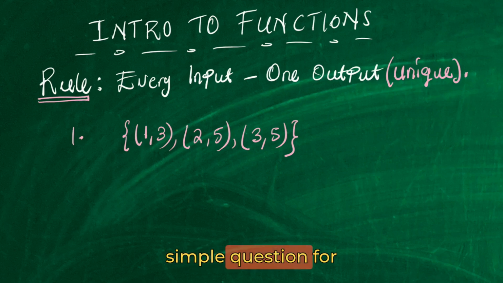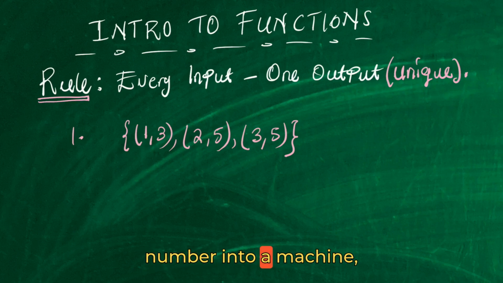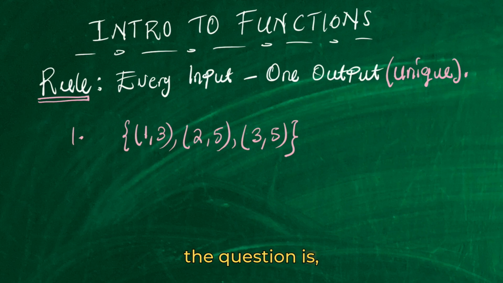I have a very simple question for you before you go. If I put a number into a machine and the machine follows one rule, the question is, can you predict the output? Definitely, you can predict the output. For example, if the input is 2 and the rule is multiply by 3, then you know that the output is 6. If the input is 5 and the rule is multiply by 3, I get 15.